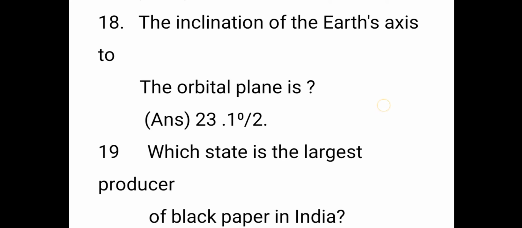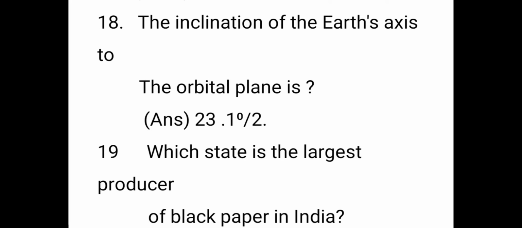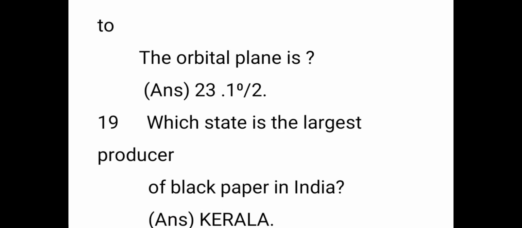The inclination of the Earth's axis to the orbital plane is 23.5 degrees. The axis of the Earth is tilted at an angle of 23.5 degrees from the perpendicular to the orbital plane. This tilting of the axis is called inclination. That angle is 23.5 degrees.